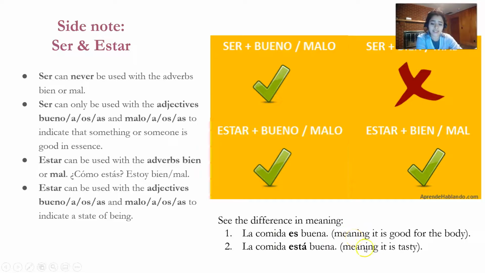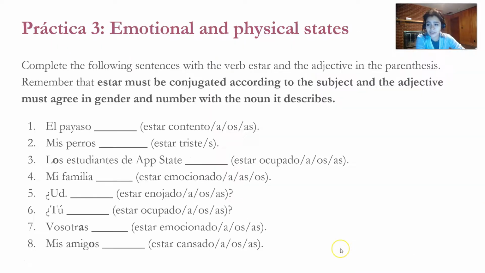But when you are using estar, la comida está buena, what you're describing is a state of being. So the adjective, buena in this case, is describing la comida by saying how it is. So what you're implying is that the food is tasty. So as you can see, when you're using ser with bueno, malo, you are talking about an essential quality of something. But when you are using estar with the adjectives bueno, malo, what you are describing is a state of being that changes.